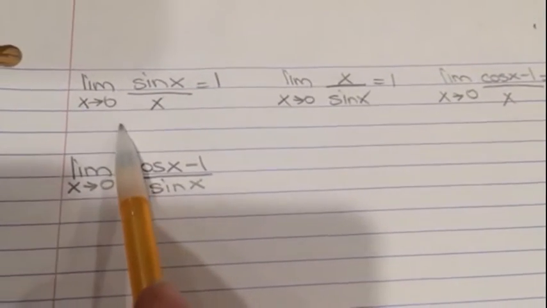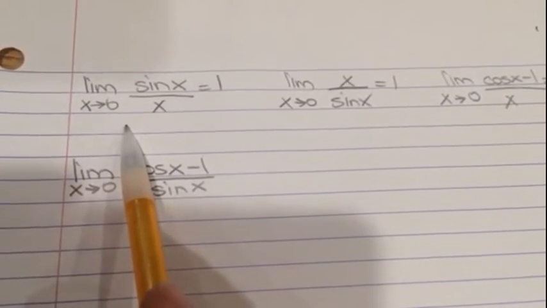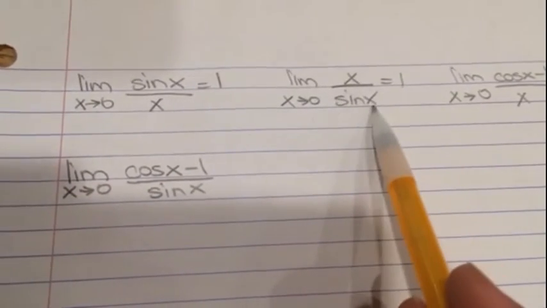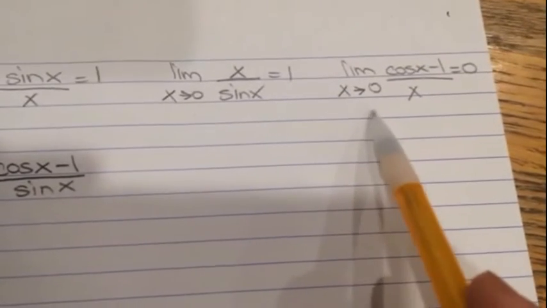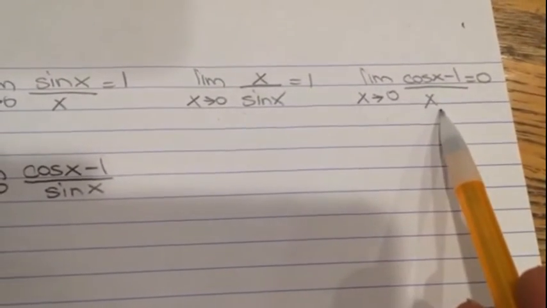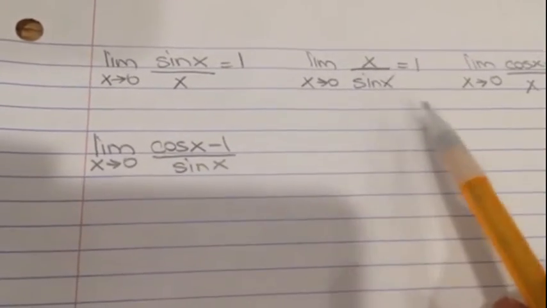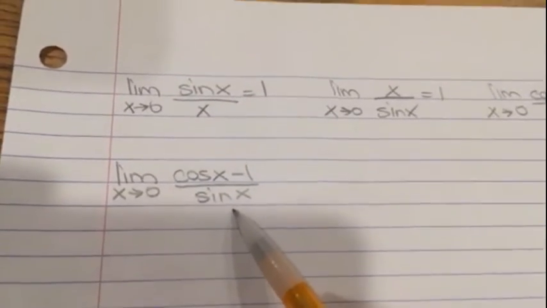So we have 3 known facts. Sine of x over x equals 1 as the limit approaches 0. The limit as x approaches 0 of the reciprocal is also 1. And the limit as x approaches 0 of cosine x minus 1 over x is 0. So now, using those known facts, let's see if we can find the limit of an unknown one.